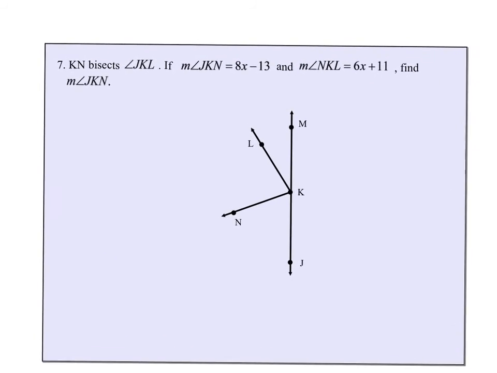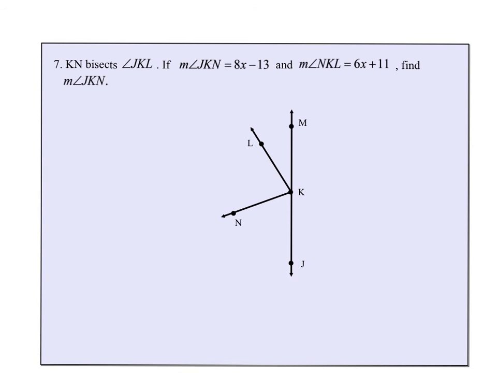So if I look, KN bisects JKL. So let's see, KN bisects JKL. So that means this one and this one are going to be equal. So they say JKN is 8x minus 13, and NKL is 6x plus 11. Figure out what JKN is. Okay, so now because it bisects, these two things are equal to each other.